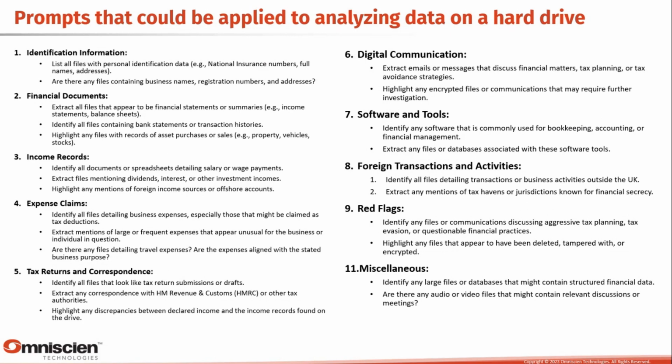Then you can come back and start prompting as a user and ask all sorts of questions. Like number 5 here on the bottom, highlight any discrepancies between the declared income and the income records found on the drive. So the tax department knows how much you've declared, so it can pull that up out of its database and match it against what you have on the hard drive and say, haha, I got you, or no, this is okay, this is clean. So all that information is sitting there and it can be mined with relative ease today from just 2 years ago.